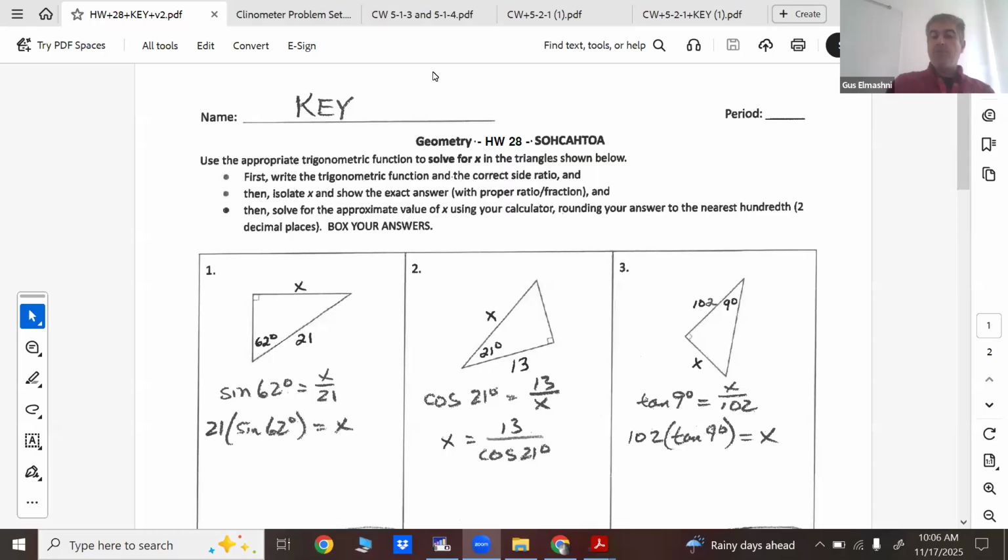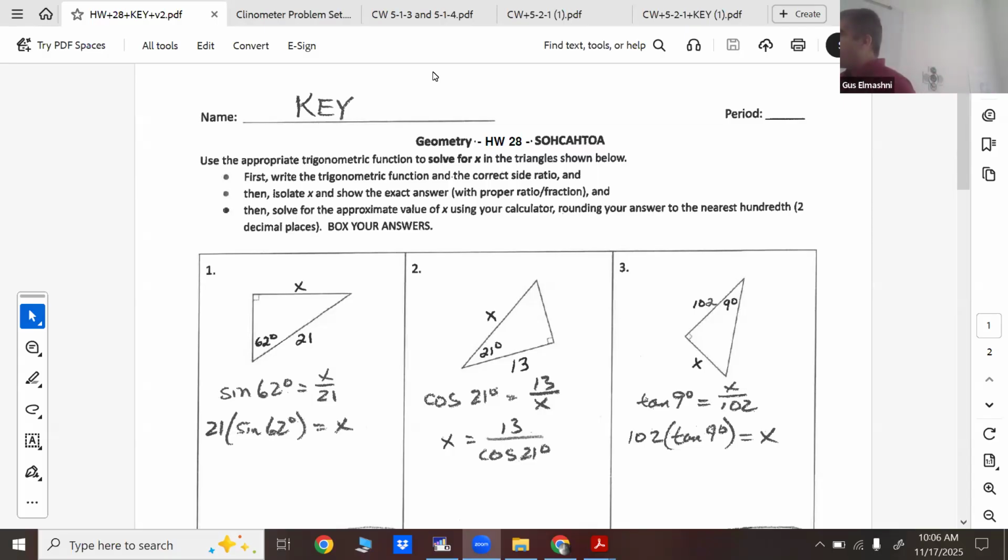Okay. Questions on this worksheet on a lot of the basic SOHCAHTOA, setting it up, solving for x. So first three, you're solving for a side. X is a side, of course. Whatever side you're given, whatever side you want to find, that's how you determine which trig function to use.